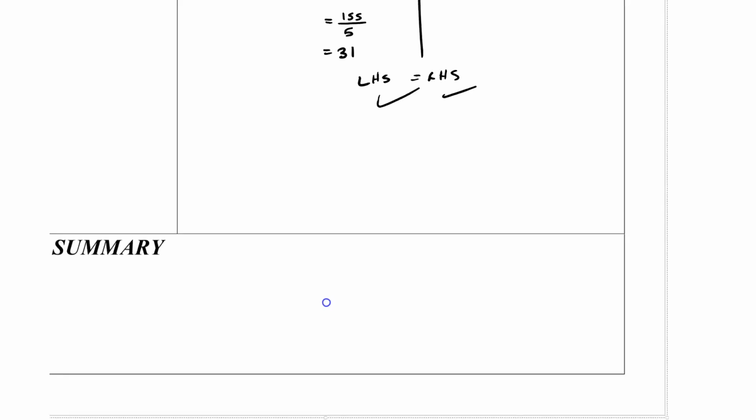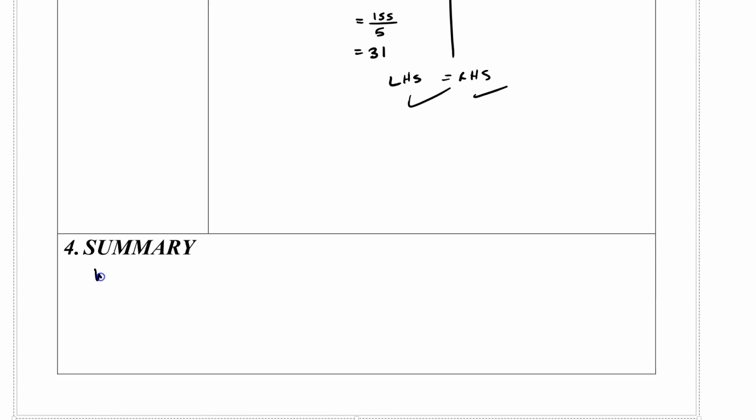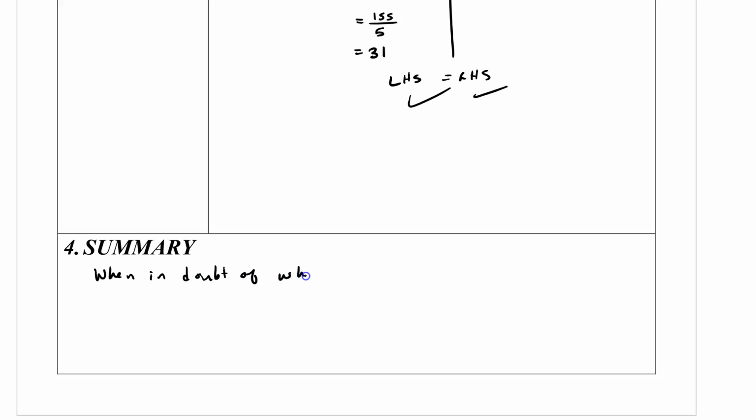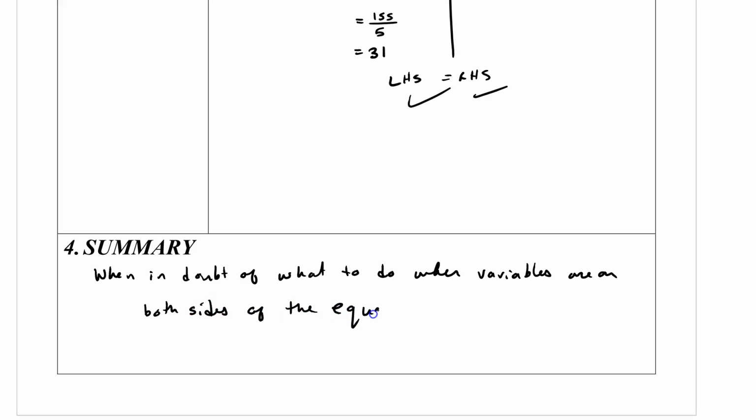So in summary, when in doubt of what to do when variables are on both sides of the equal sign, collect like terms.